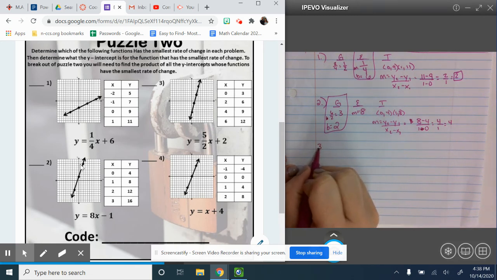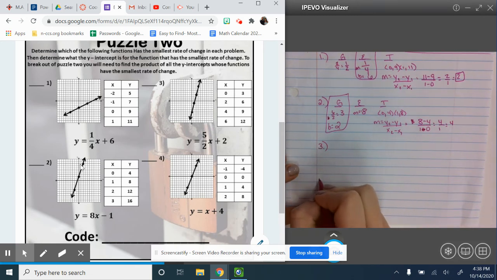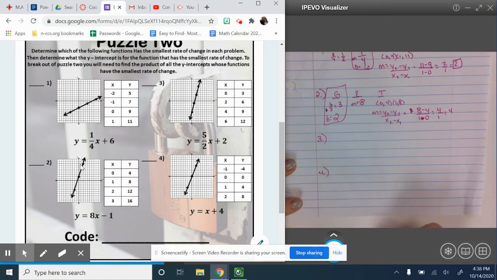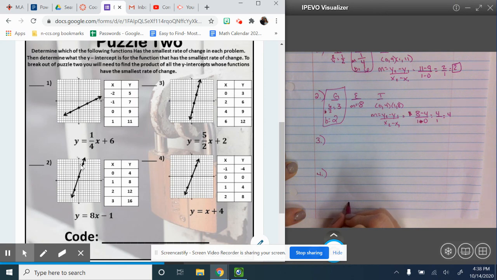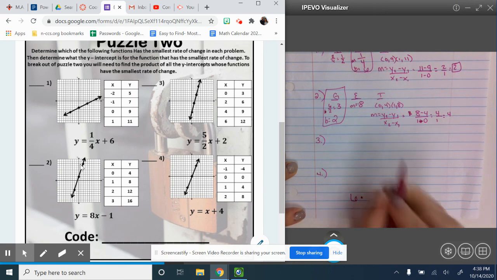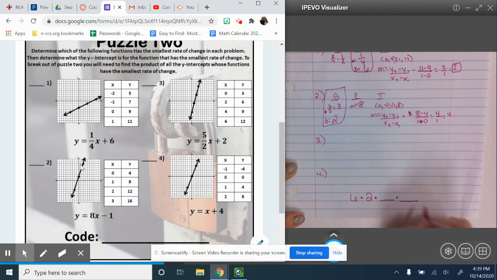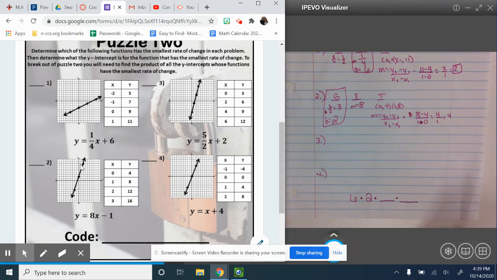So you'll do the same thing for 3, and you'll do the same thing for 4. When you get to the end, you're going to take your y-intercept from number 1, so 6, times my y-intercept from number 2, 2, times my y-intercept for 3, times my y-intercept from 4, and find the product of those. Remember, product is the answer to a multiplication problem.